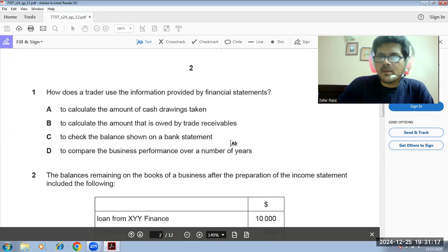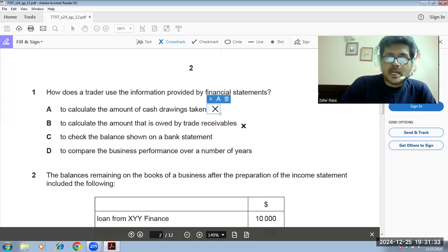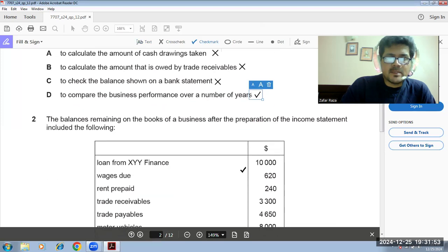cash drawings? A financial statement means income statement, balance sheet, and might be cash flow statement also included in financial statements. So what do you think? Is the owner making a financial statement to calculate cash drawings only? No. To calculate the amount owed by trade receivables, have the income statement and balance sheet been prepared for that? No. To check the balance on the bank statement? No, we need a bank reconciliation statement. So it means option D should be the answer: to compare the business performance over a number of years. How our business is going.